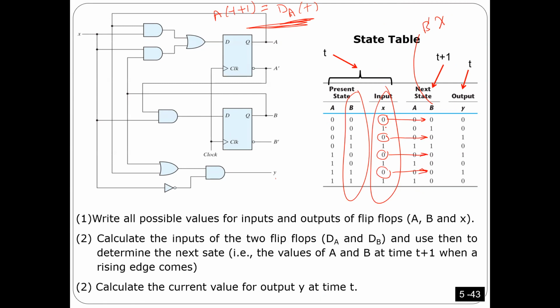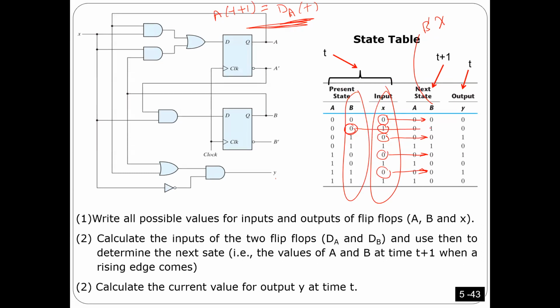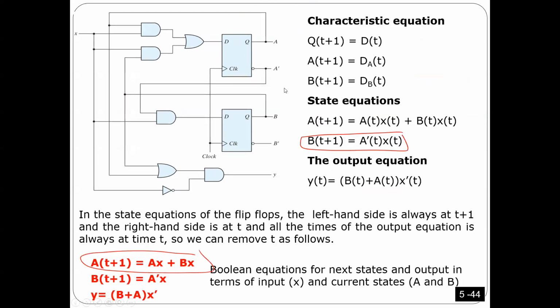Now, if X is 1 and B prime is 1, the output here should be 1. Something is wrong here. For example, here X is 1 and B prime is 0, that's why you are going to get 0 here. Is that okay? Anyway, once you have the relation here, you can just fill up these tables.